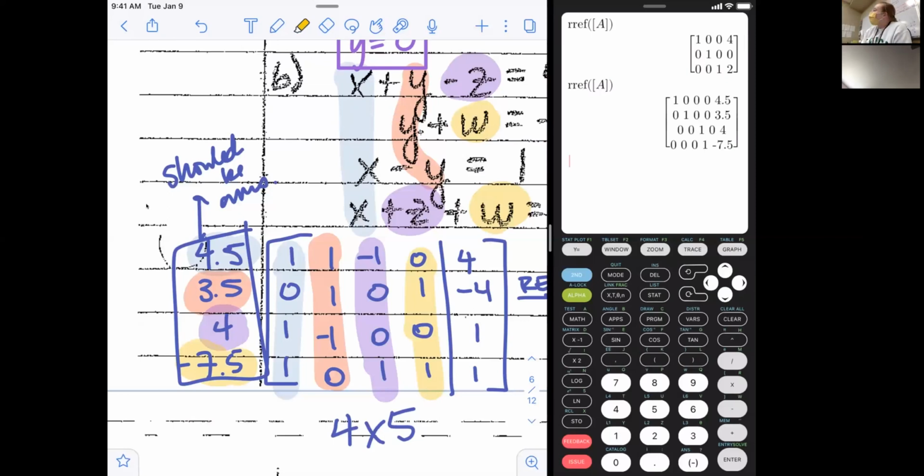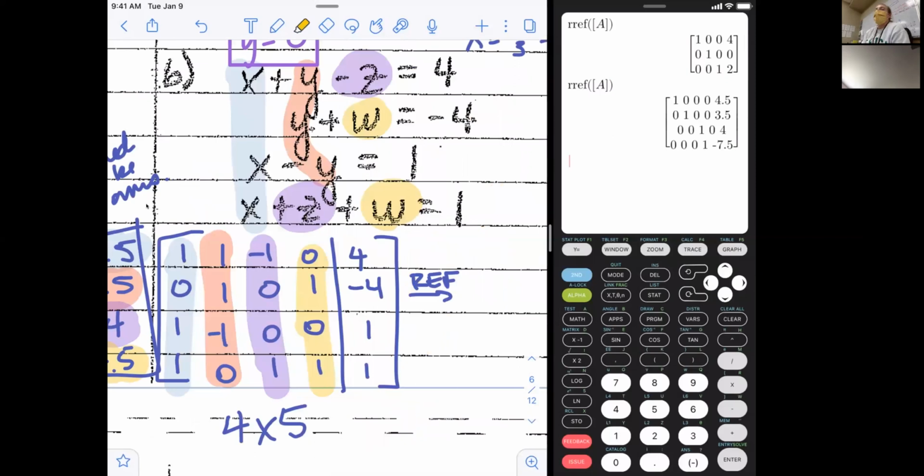So I wrote my augmented matrix, and then I wrote an arrow with REF. I need you guys to see that, because if I ask you to do this, I want you to show me that's what you press in your calculator. Because if you get anything different, I'm going to assume you pressed something else, and I don't know what that is. So make sure you write REF.